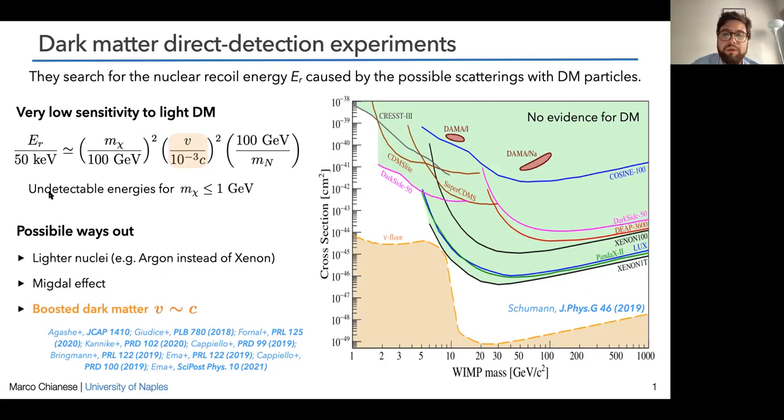So the possible way out for allowing us to probe light dark matter particle is, for example, to consider light nuclei, argon instead of xenon, to reduce the mass of the target nuclei, or to consider additional effects occurring in the detector, for example, the Migdal effect. Or in general, these experimental limitations can be circumvented in scenario of boosted dark matter particle. In this case, a sub-component of the dark matter particle has a much higher velocity, reaching the velocity of light, and this basically increases the nuclear recoil energies released in the detector, which is nothing else than proportional to the transfer momentum between nuclei and dark matter.